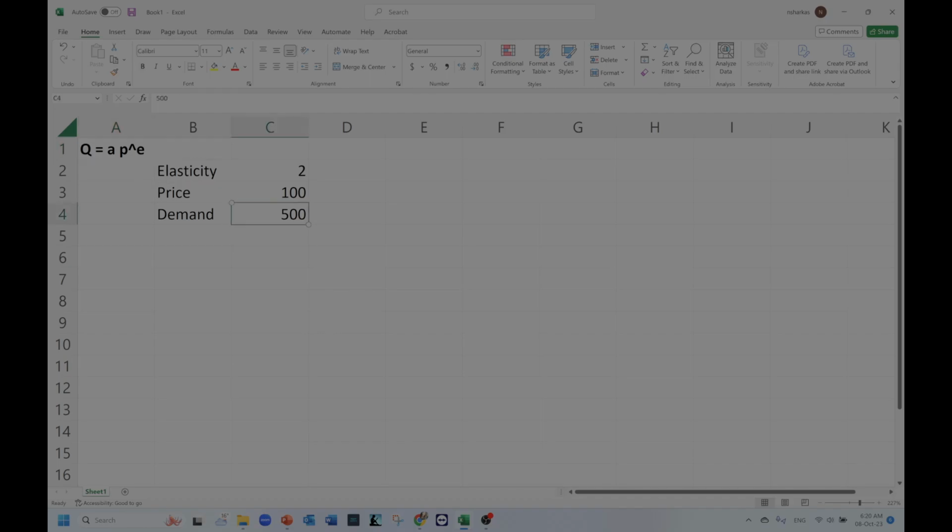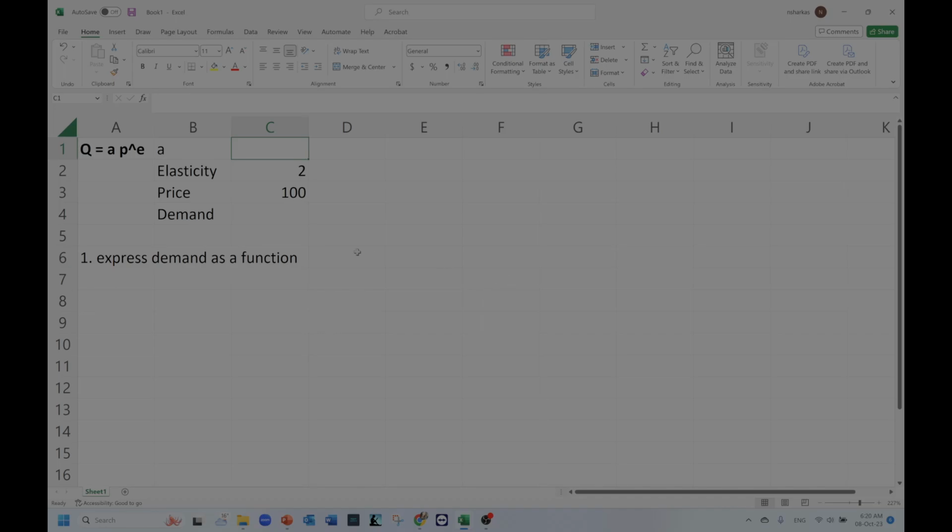So this demand over here, we're going to delete, and instead this is step number 1: express demand as a function. So here we're going to put equals A. Oh, I didn't put any place for A. So now is the time to put A here and see what it is.